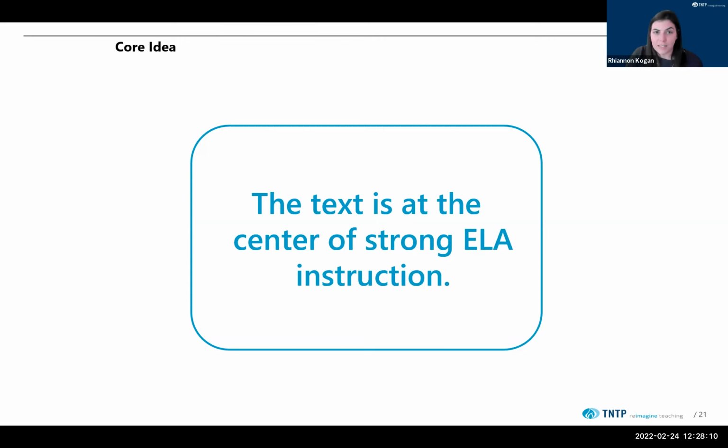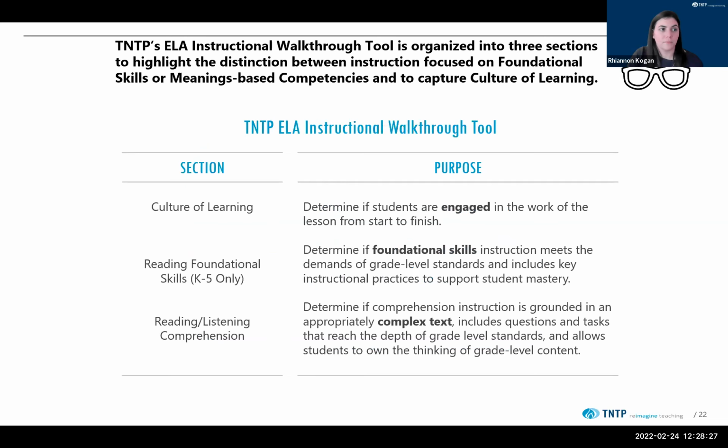That text being present is crucial because it will inform the questions and tasks being asked of students and whether or not students are supporting their responses through textual evidence. All of these elements fall under the reading, listening, comprehension section tied to the meaning-based competencies in Scarborough's rope. So with that, we're going to actually dive into the tool. This tool, which we will explore in the next slide, is designed to help school leaders determine ELA strengths and growths based on these best practices.